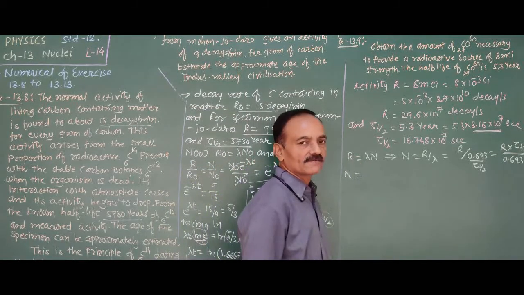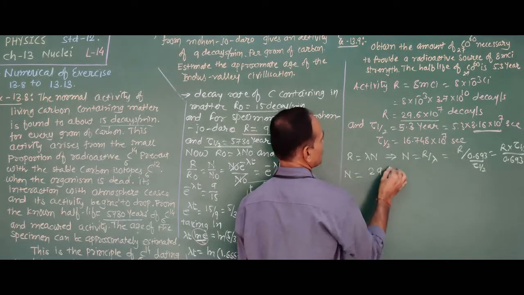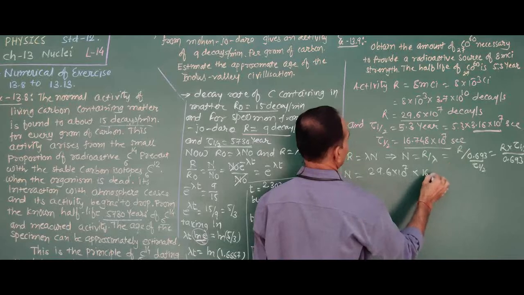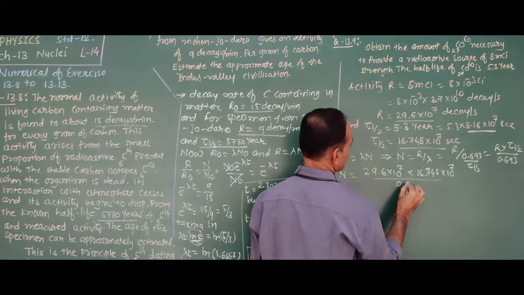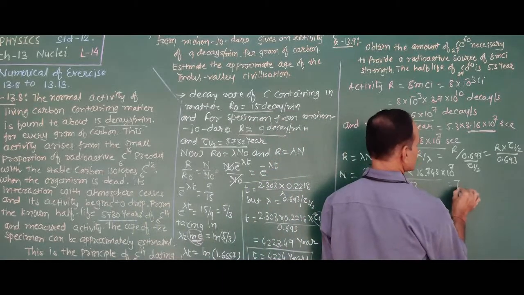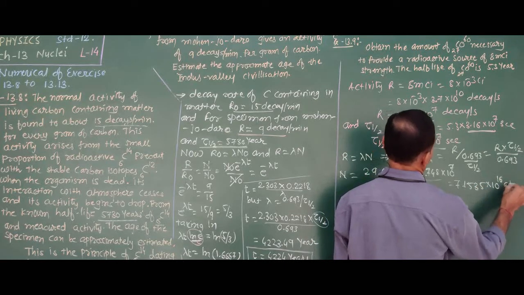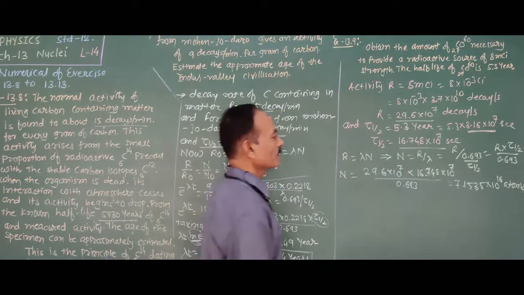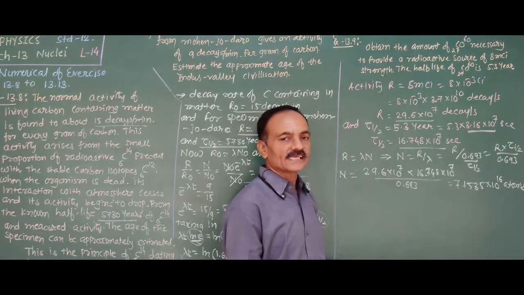The number of atoms required, N, is equal to R value 29.6 into 10 to the power 7, times tau half, which we already know is 16.748 into 10 to the power 7, divided by 0.693. Thus we obtain the value 7.1535 into 10 to the power 16 atoms. So that many atoms are required in cobalt to get an activity of 8 millicurie.